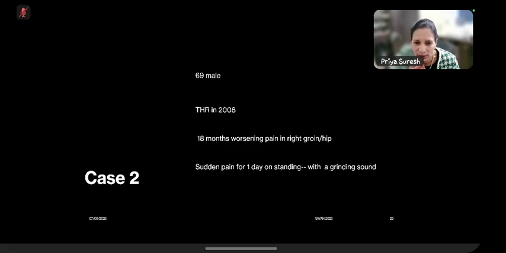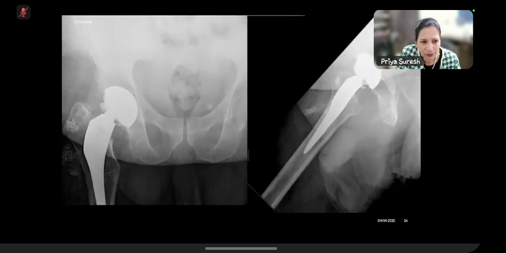Okay, so this is a patient who's had THR in 2008. He has 18 months of worsening pain in the right groin and hip. Okay, and then there's sudden pain for one day with a grinding sound. So he's been having some ongoing pain, like chronic subacute pain, but suddenly one day he stands up and there's a grinding sound and there's a lot of pain.